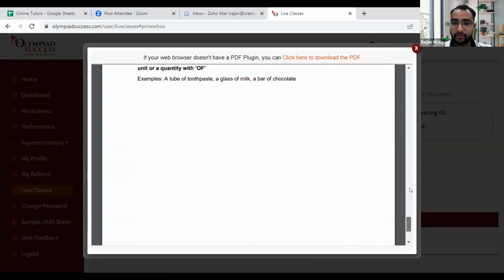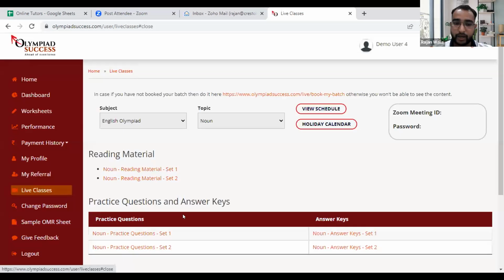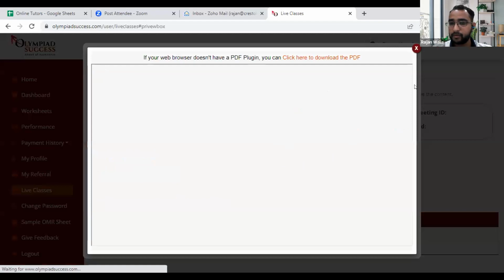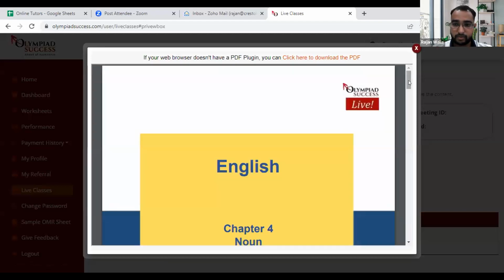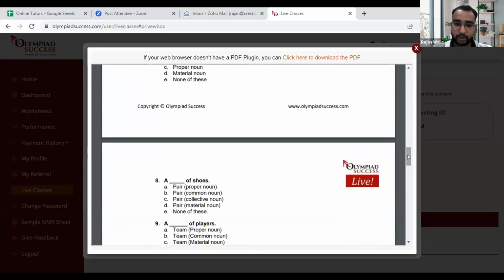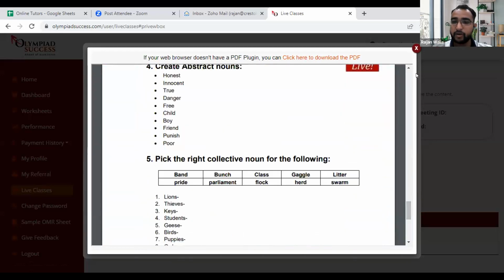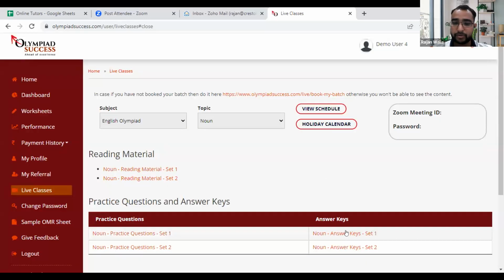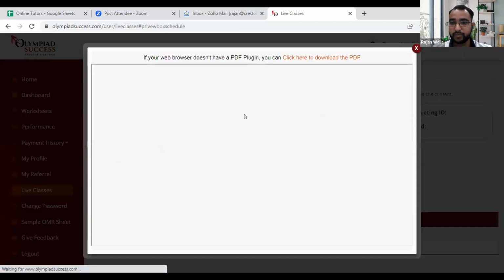For each and every topic, you will find the reading material here, and practice questions are also there. Let me show you practice questions also. So these are the questions for the noun topic. Worksheet 1. For each and every topic, you will find reading material, practice questions and answer key here. Other than that, students, you can also check the schedule here, like in which session, which topic we are going to cover. Let me show you.